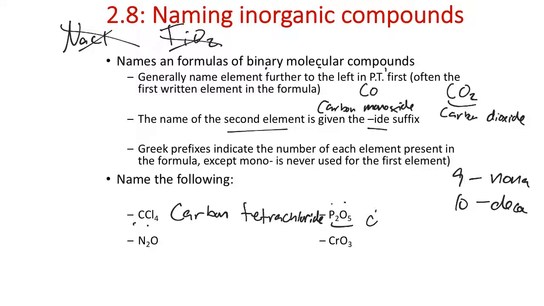Sometimes these names are shortened to pentoxide instead of pentaoxide. We're not testing you on those little nuances of the system. Sometimes when the prefix ends in a vowel and then the element name starts with a vowel, you merge them together. We're not trying to test you on whether it would be truly pentaoxide or pentoxide. The key is just recognizing the penta for 5, and oxygen is the element there. So dinitrogen monoxide.